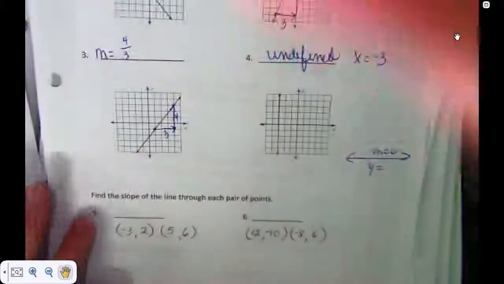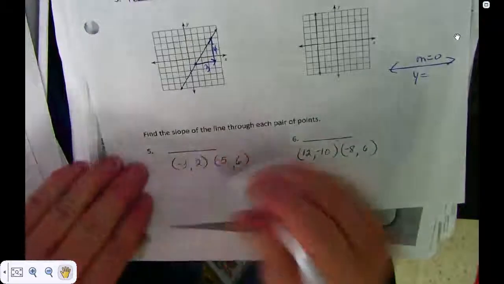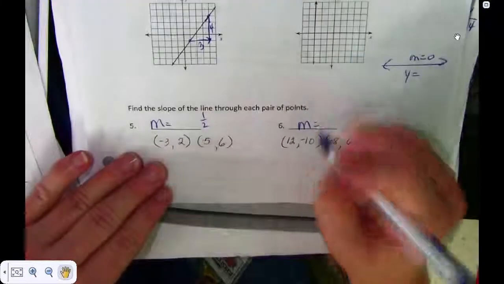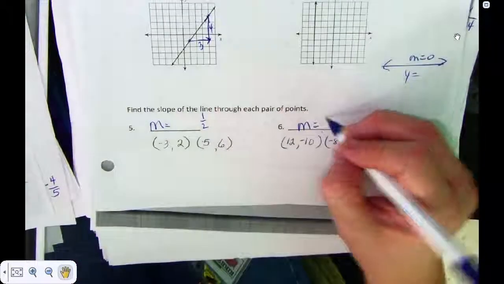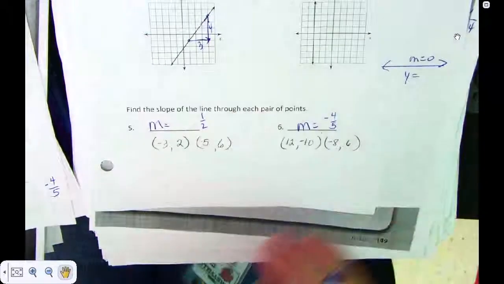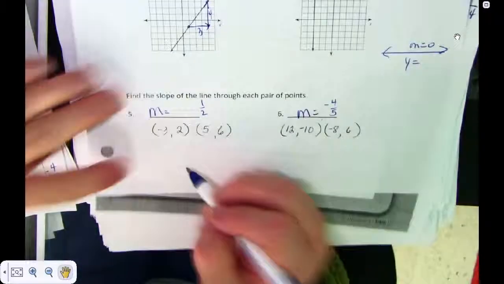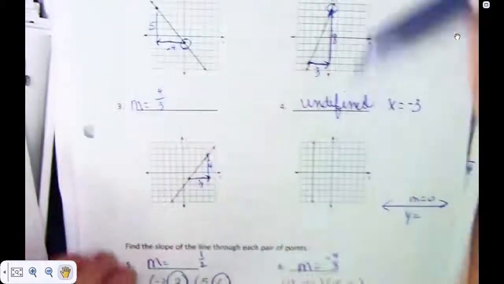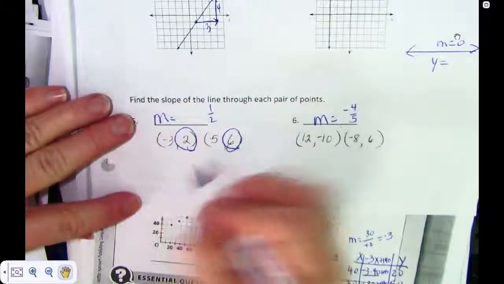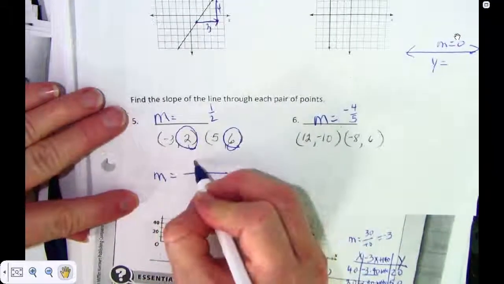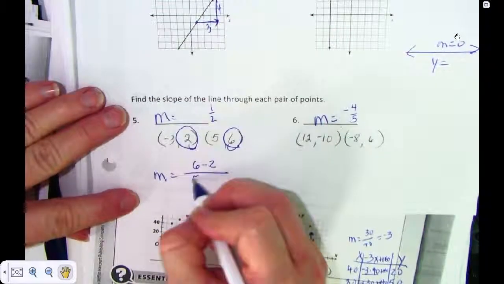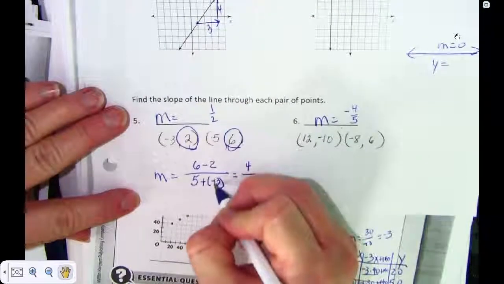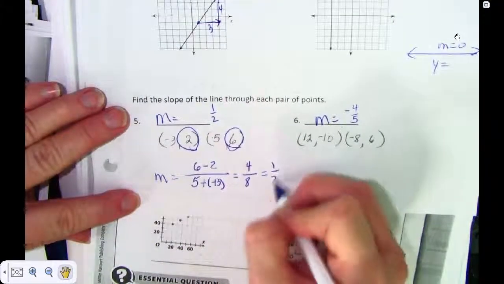Okay. On number 5, what'd you get? Good. And what'd you get on 6? We're going to go back and do that one. But, okay, so let's see what you did. Circle the y's. I don't care how good you are at this. You circle those y's. I'm going to subtract what? 6 minus 2, 5 minus -3. That's going to equal 4 over, keep, change, 8, which reduces to 1/2.